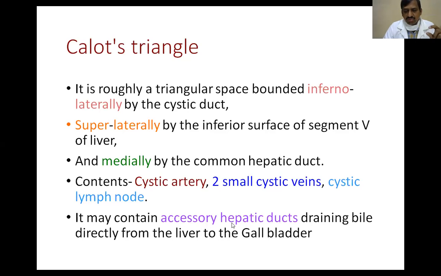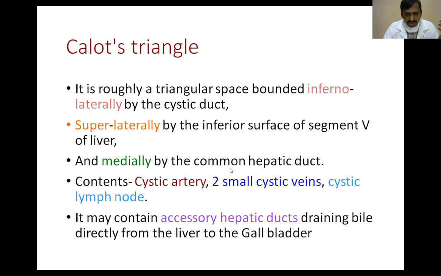If accessory hepatic ducts are present during the removal of the gallbladder, that is during cholecystectomy, they may pour secretions into that area, because the bile is highly corrosive in nature. It may corrode and eat off the surrounding substance, and it may produce peritonitis and formation of abscess. That is why the accessory hepatic ducts are very, very important.